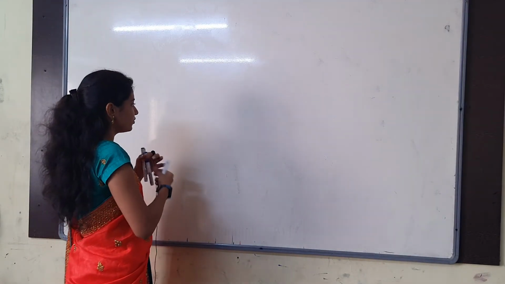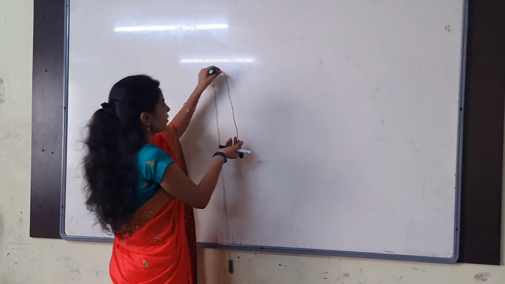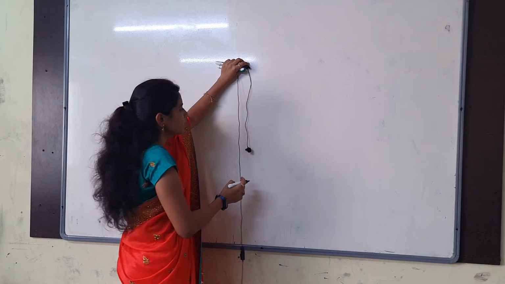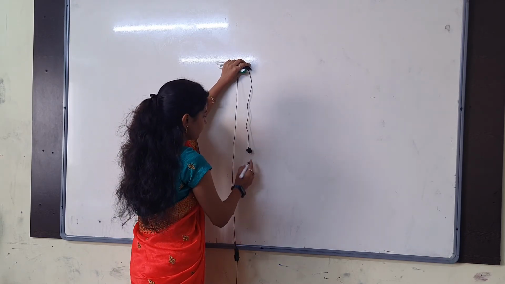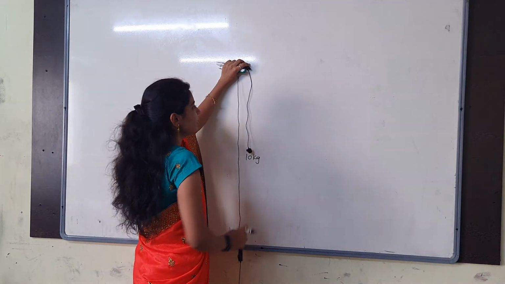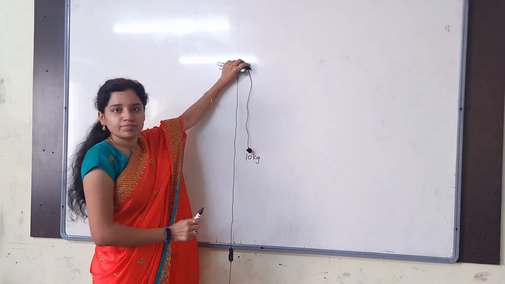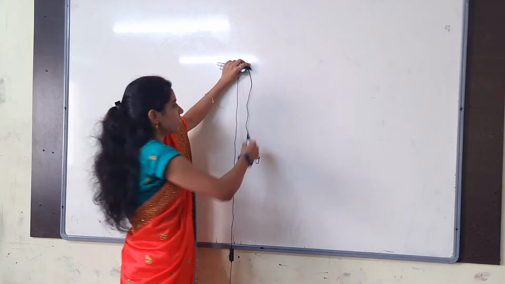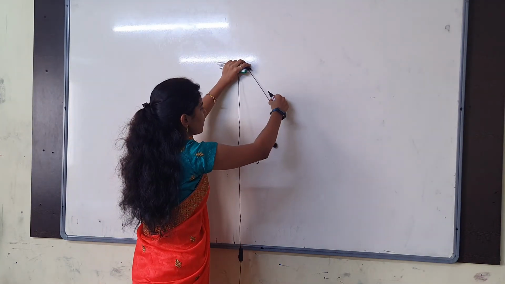Now I have a rope initially like this. How much weight are they saying is hanging? A 10 kg weight is hanging here. This is the rope I have taken. Then after that, what are they doing? They are applying a horizontal force, so they are applying horizontal force in this manner.